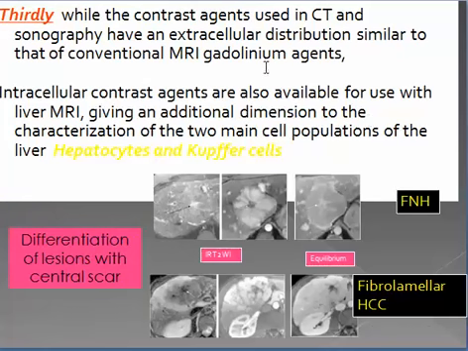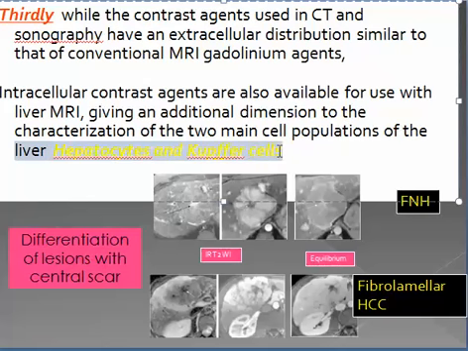Thirdly, while contrast agents used in CT and sonography have extracellular distribution similar to conventional MRI gadolinium, intracellular contrast agents are also available to use with liver MRI, giving an additional dimension to characterization of the two main cell populations of the liver, the hepatocytes and the Kupffer cells.